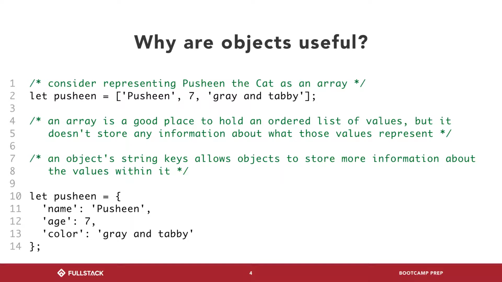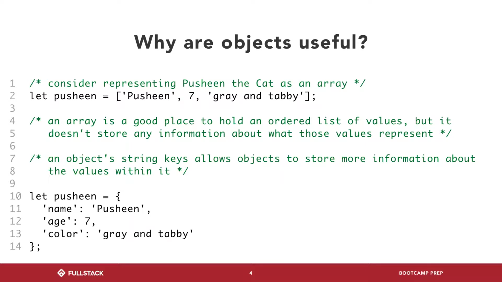So the reason why objects are really useful is because it's a very practical, very handy way of aggregating and organizing almost random information, right? I can have a bunch of random information and associate some metadata, some context, to each piece of data. Let's say I have a cat called Bushin.